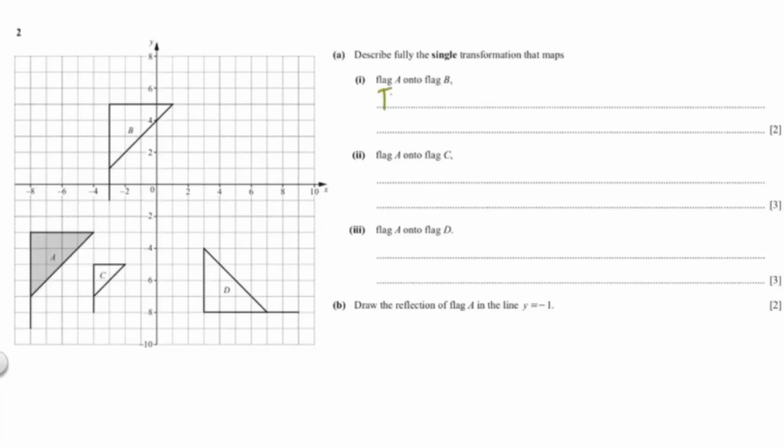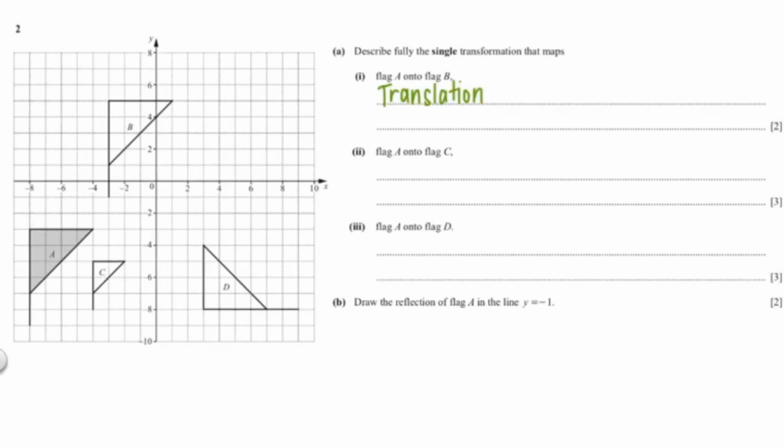In these questions, they're asking us to describe the transformation. So from A onto B, it's a translation because the shape doesn't change, and the size and all that doesn't change. So it moves 1, 2, 3, 4, 5, 6, 7, 8 units up and 1, 2, 3, 4, 5 units to the right. So we could write that as a vector, and that would be (5, 8).